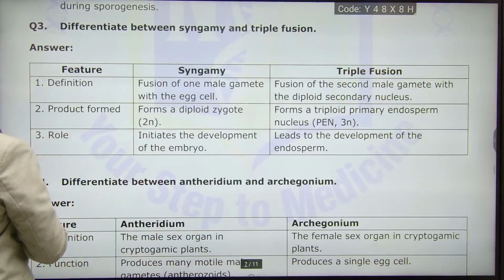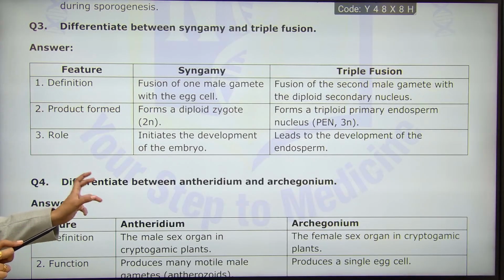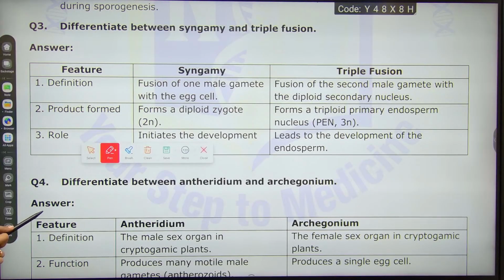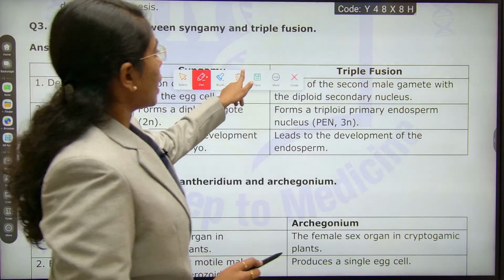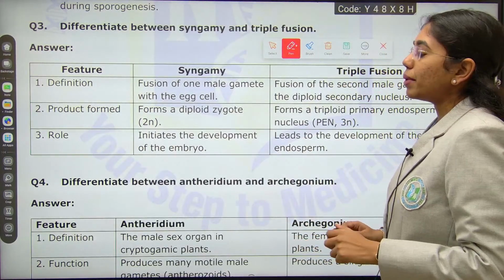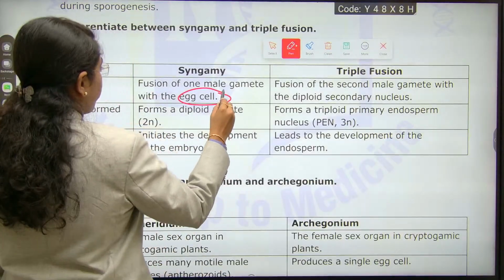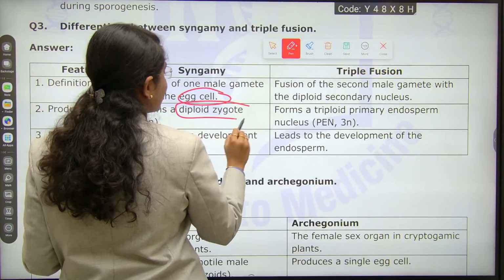Next, differentiate between syngamy and triple fusion. This question you can take from sexual reproduction of flowering plants also, which is from double fertilization of angiosperms. So here you see syngamy, fusion of one male gamete with egg cell. Both are haploid. Okay, this gives a diploid zygote.